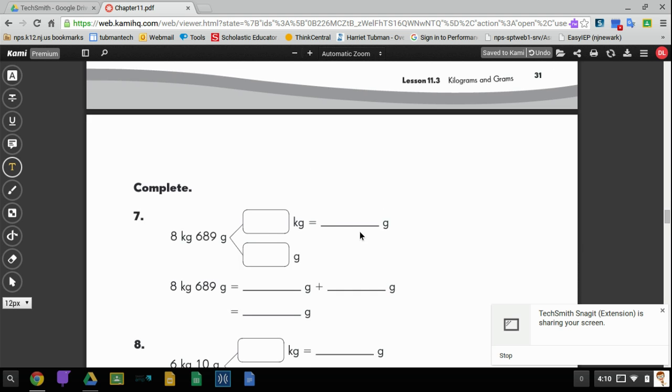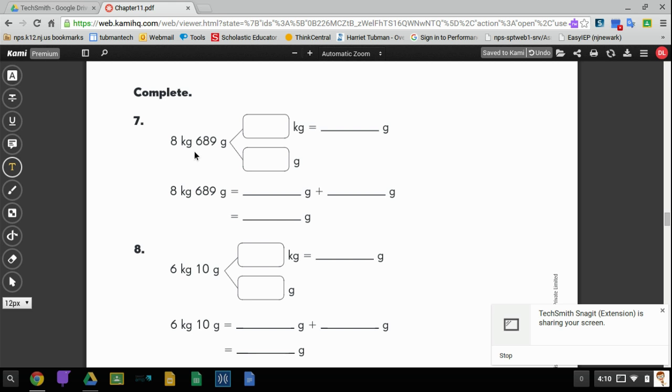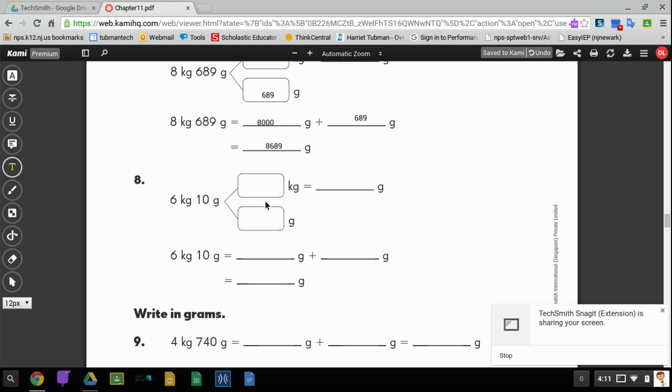Let's go to page 32. So complete. Now this is just like the kilometers from above, but right now we have grams. So again, we're going to split them up. 8 kilograms, 689 grams. We know that 8 kilograms equals 8,000 grams. So when we add that together, we have 8,000 grams plus the 689 grams. And that's going to give us 8,689 grams.